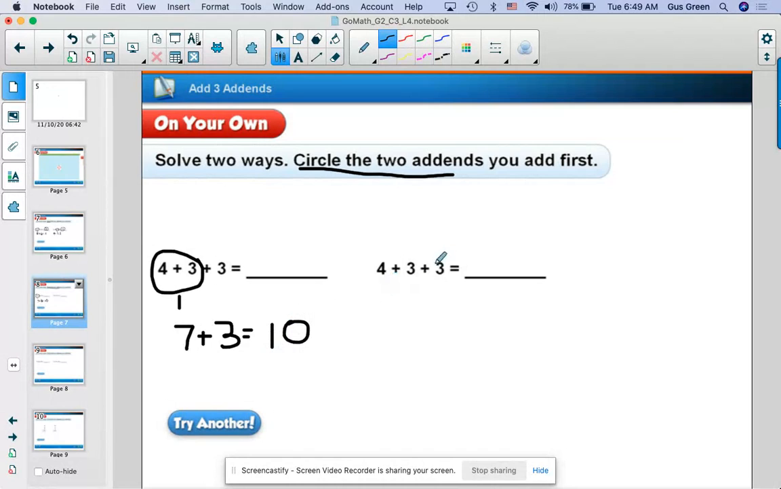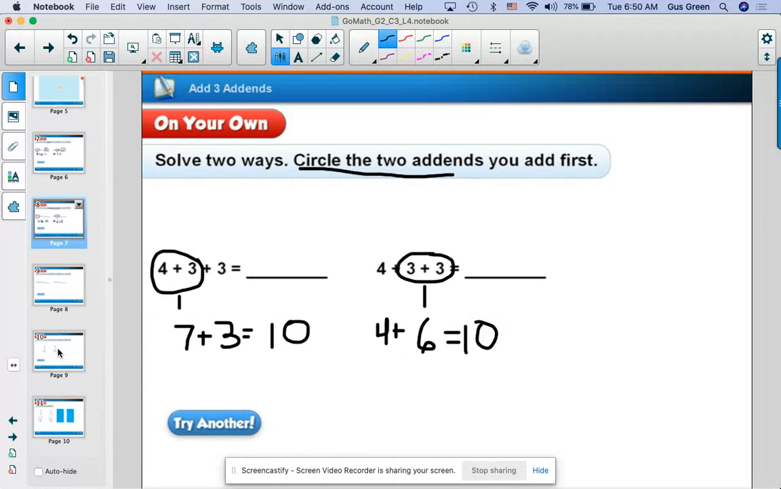Now over here, let's do the last two numbers, double strategy. 3 plus 3 is 6. 4 plus 6 equals 10. The order did not change the sum. I was going to show you one more slide.